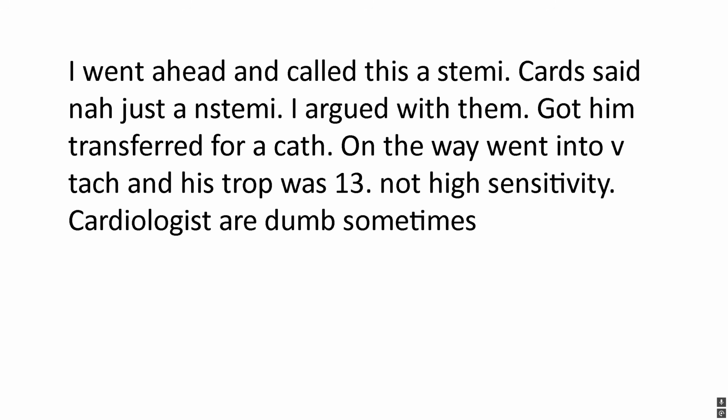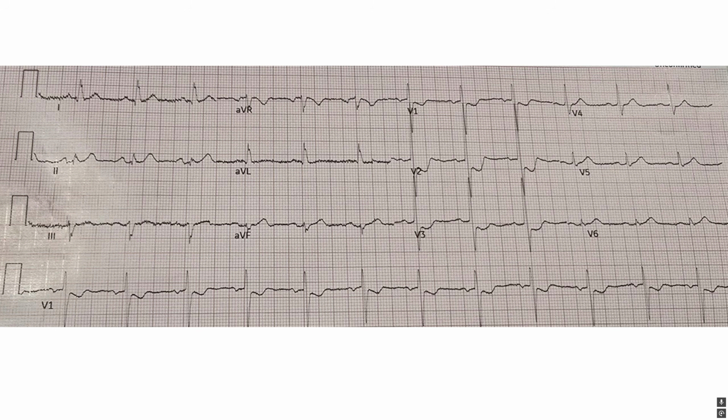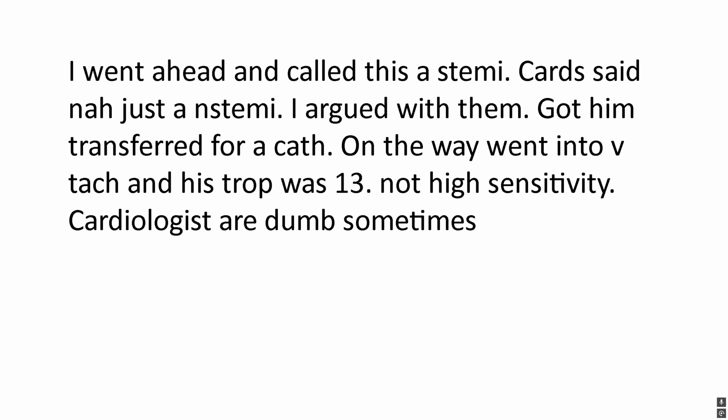And just for a thought experiment, when this guy went into VTAC, what type of VTAC do you think it was? And the answer is polymorphic VTAC, right? Because polymorphic VTAC is from acute coronary syndrome, and Torsades is from prolonged QT. And on his EKG, we know he doesn't have a prolonged QT. So we wouldn't treat that like it was Torsades. We treat it like an ACS by shocking and giving amiodarone.